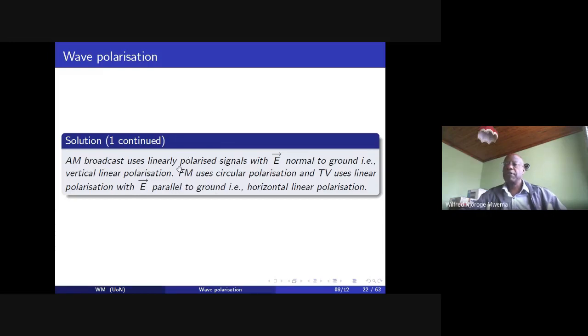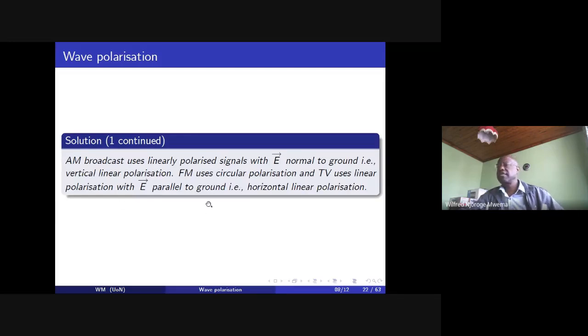FM or frequency modulation signals usually use circular polarization, while TV will use linear polarization. In the picture, the sound is usually FM modulated. The picture will be AM modulated, and the E will be parallel to the ground. That is horizontal linear polarization.